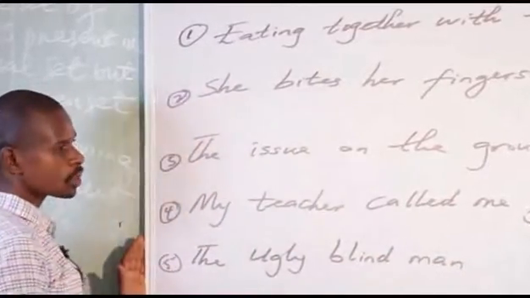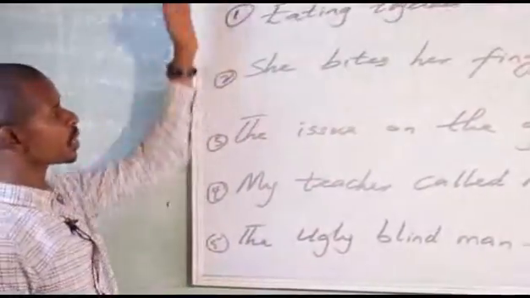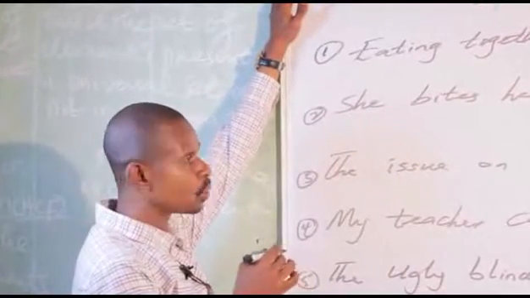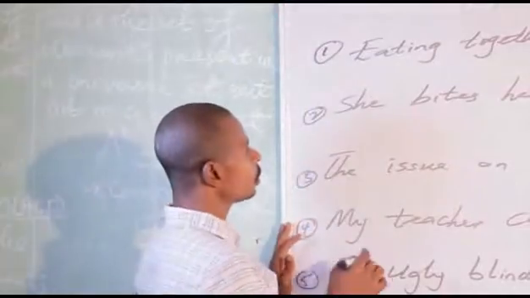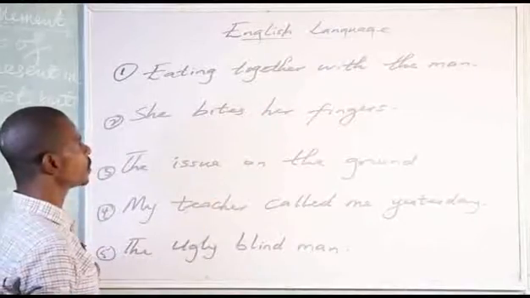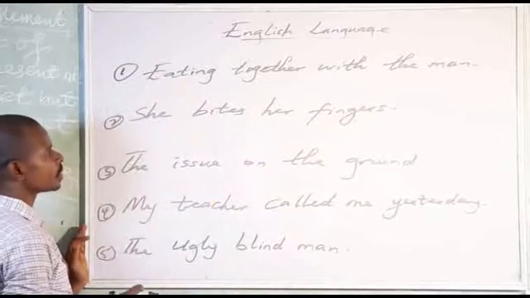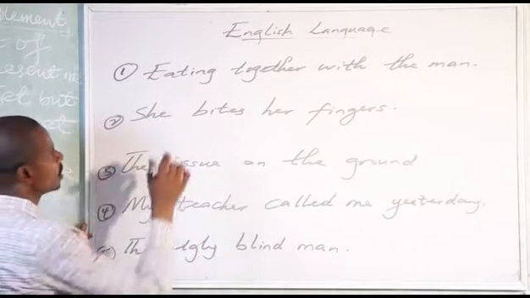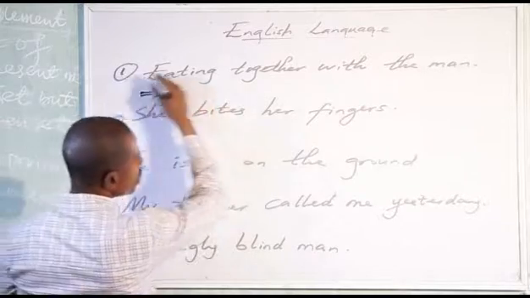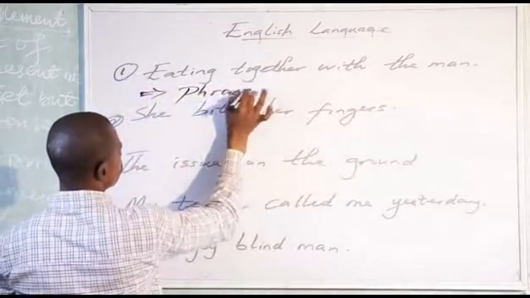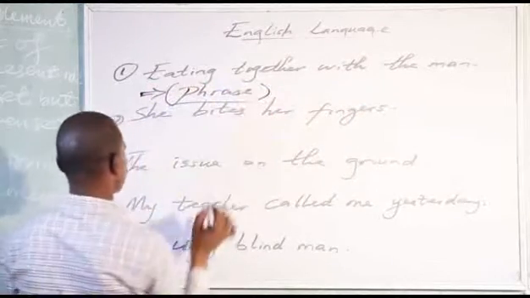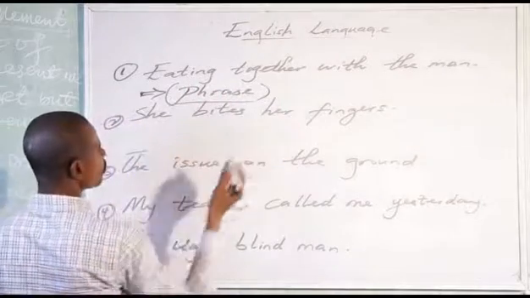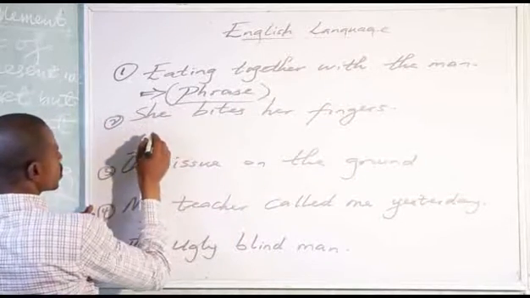Okay? Now let us look at these 5 sentences. I would like you to know the ones that are phrases and the ones that are clauses. Now, look at number 1. Eating together with the man. Look at the word eating. The word eating is a gerund. It starts this particular sentence. So eating together with the man is a phrase. Now look at another one. She bites her finger. This is a clause.